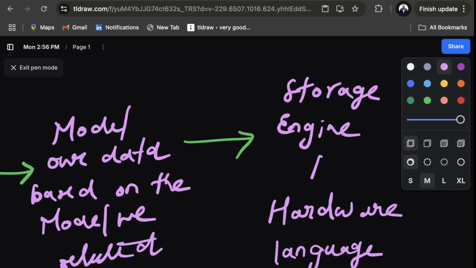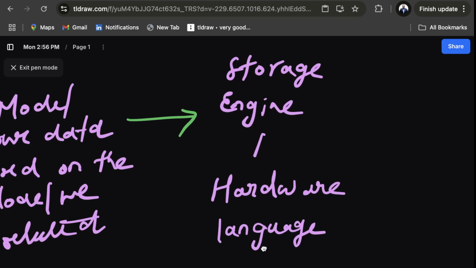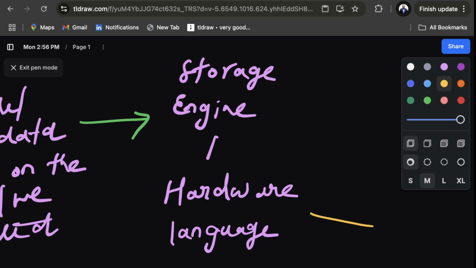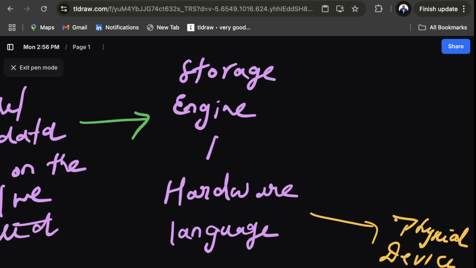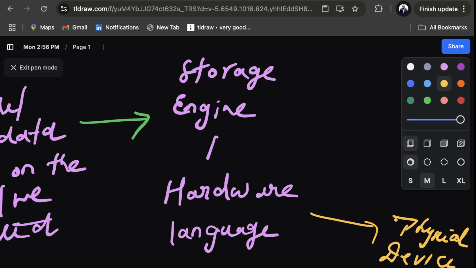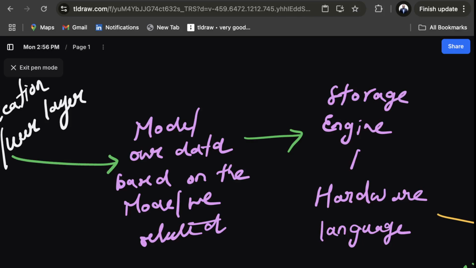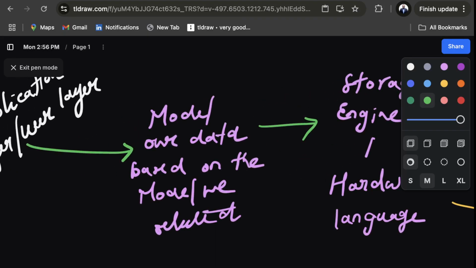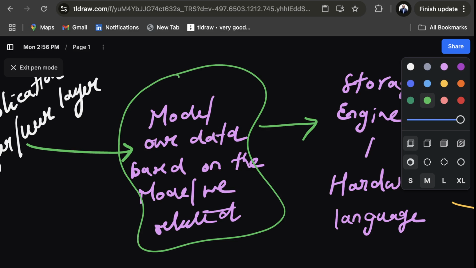Then we have files on a disk, how we are organizing them, and then there is my actual entity, the actual physical device, whether it is an electromagnetic disk or a solid state device. So we are present over here, right? We have our model, so we are going to retrieve the data from our model, and here is where our query language will come into play.